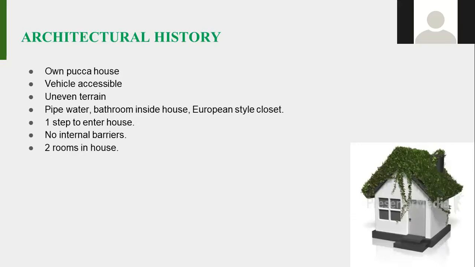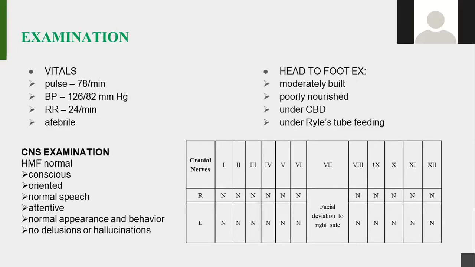Architectural history: he has his own house, which is vehicle accessible, with an uneven terrain. He uses piped water. He needs to traverse one step to enter his house. There are no barriers within the house. The house has two rooms. So coming to the examination part, vitals were stable when we reached our department.